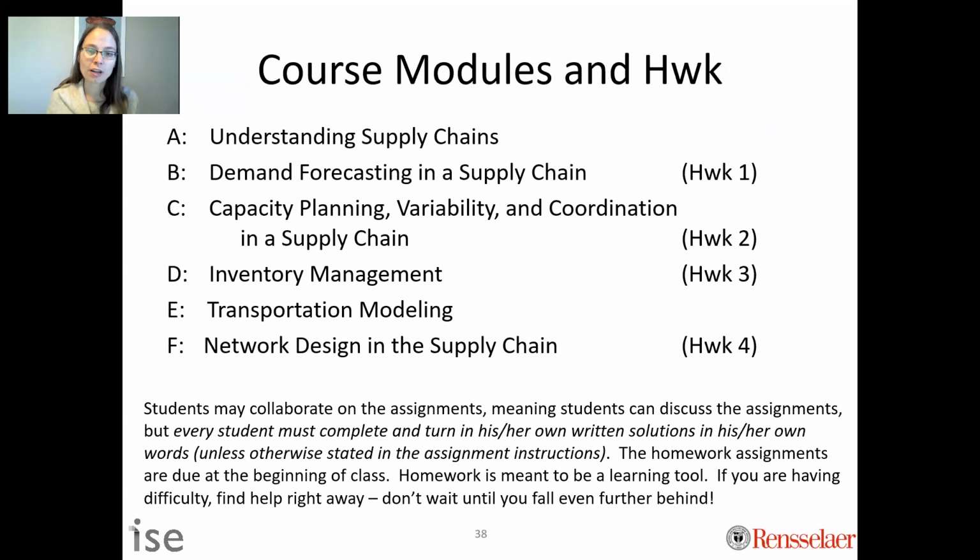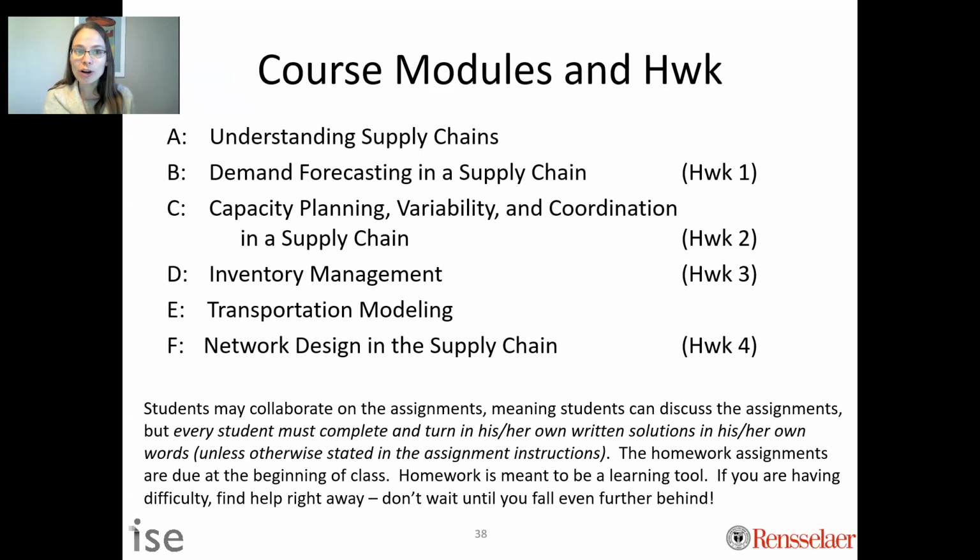The third homework is on inventory management. That's where you need to be familiar with probability. So demand distributions, probability distributions. So this is modeling and analysis of uncertainty topics. And then the last homework is network design, which will come back to optimization and network optimization.